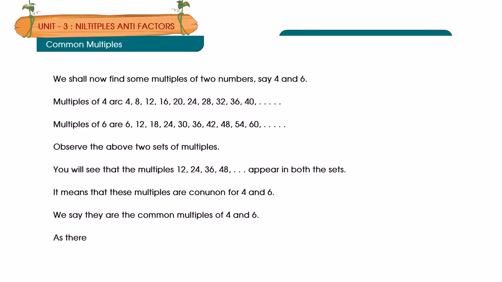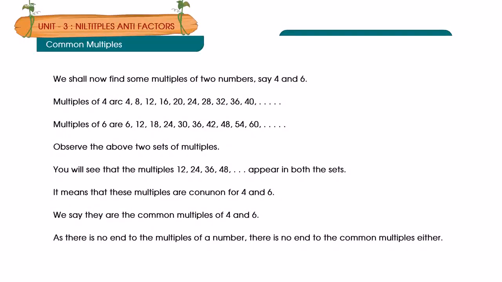As there is no end to the multiples of a number, there is no end to the common multiples either. Example 2. Find the first three common multiples of 12 and 15.